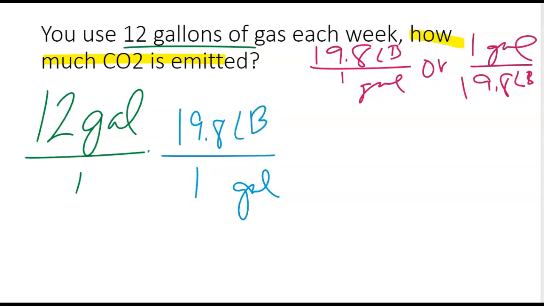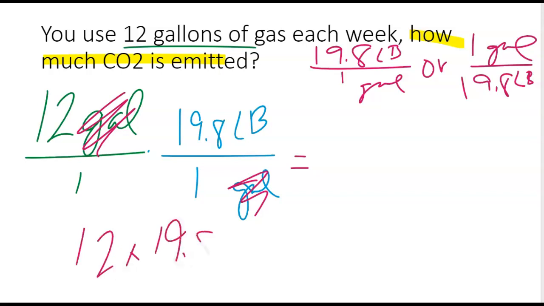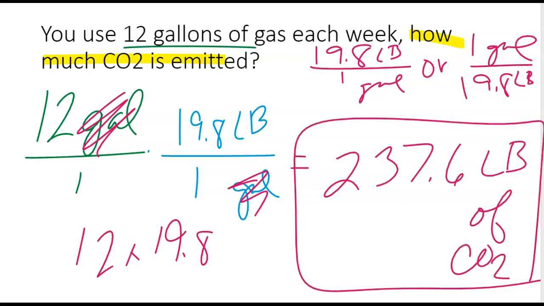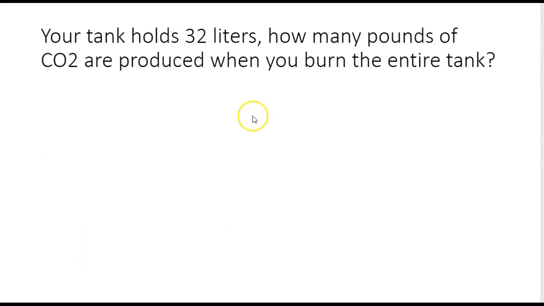Now as we work through this, the gallons cancel out, and things are in the numerator, so we just multiply 12 times 19.8, and we end up with 237.6 pounds of CO2. And that's the basic down and dirty question on this one. Now we're going to get to two more that are a little bit trickier.